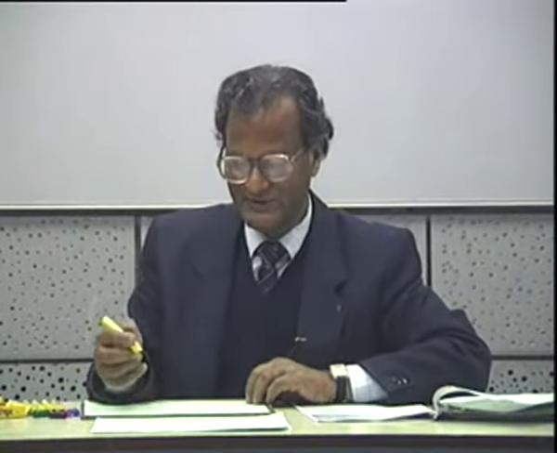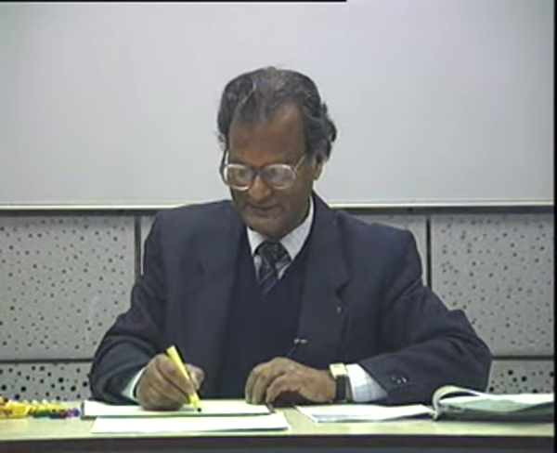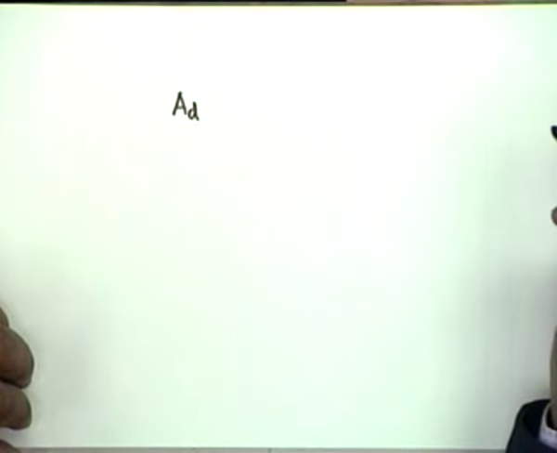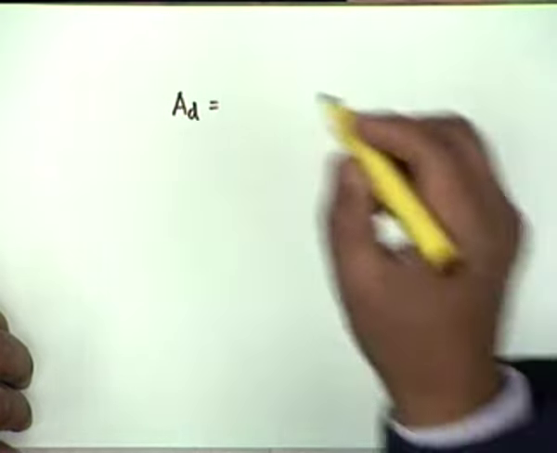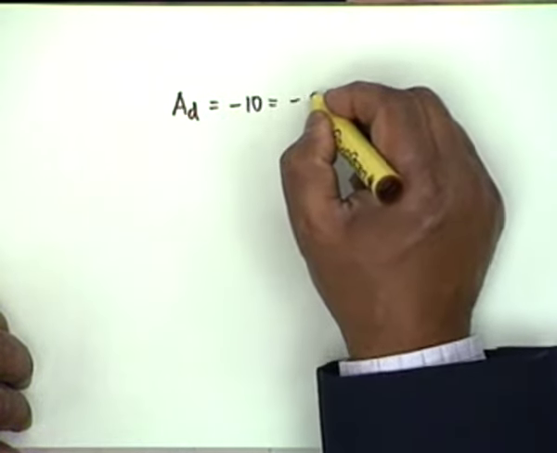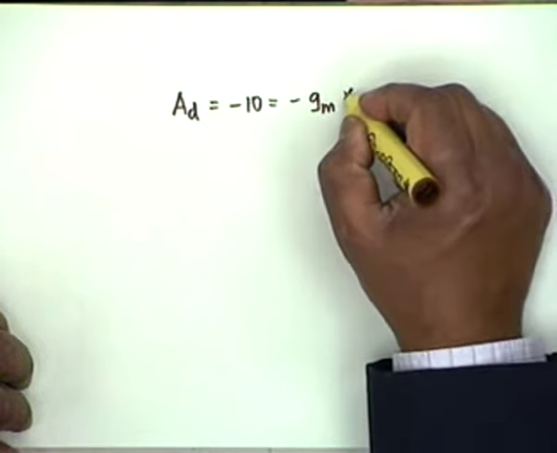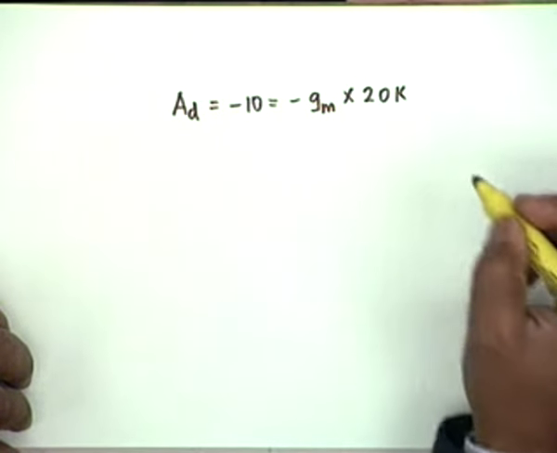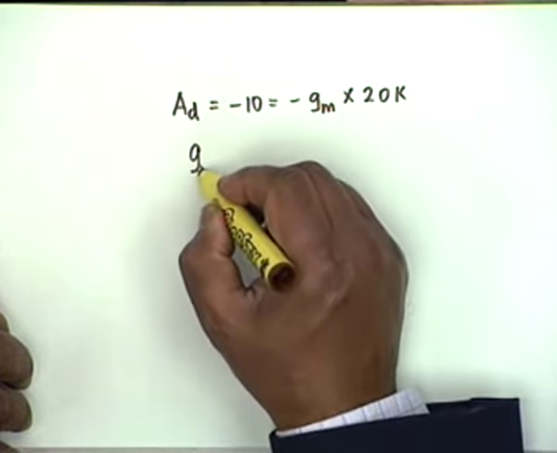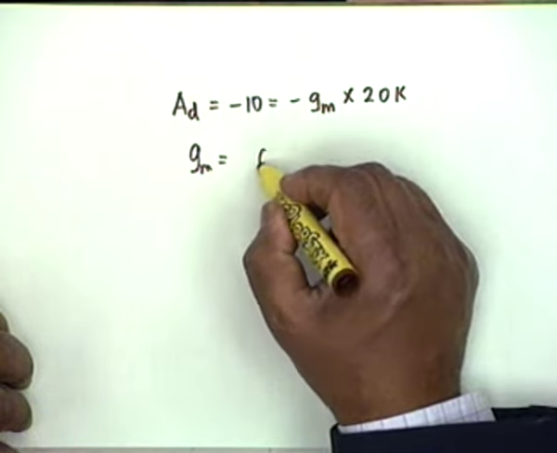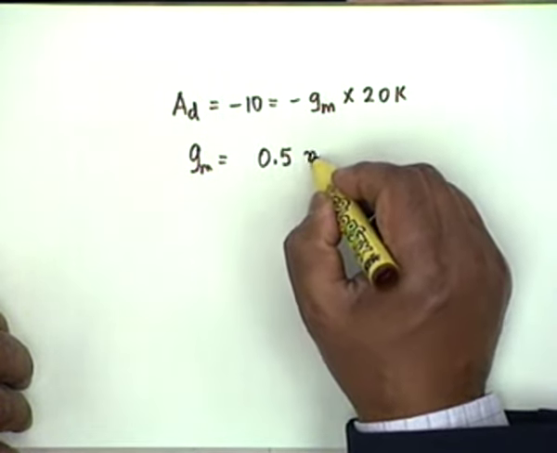Now the first thing we do is we start from AD, because we know RD, therefore we can find out gm. AD is minus 10, this is given, and this should be equal to minus gm times RD, which is 20 K, and therefore we find out gm. gm is 0.5 millimho.